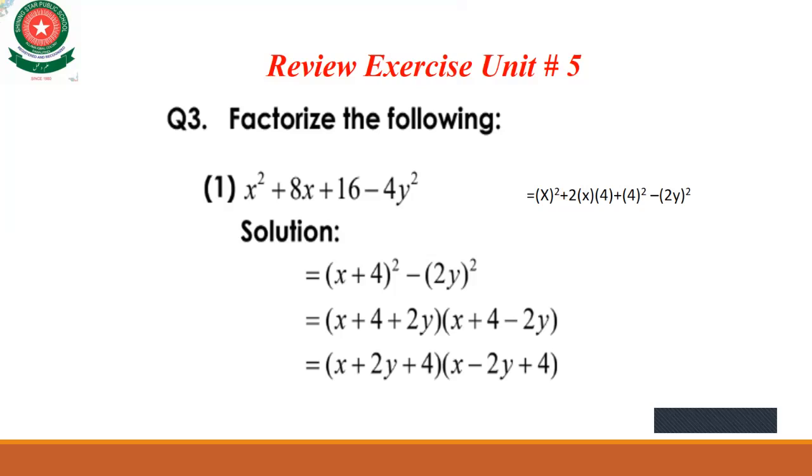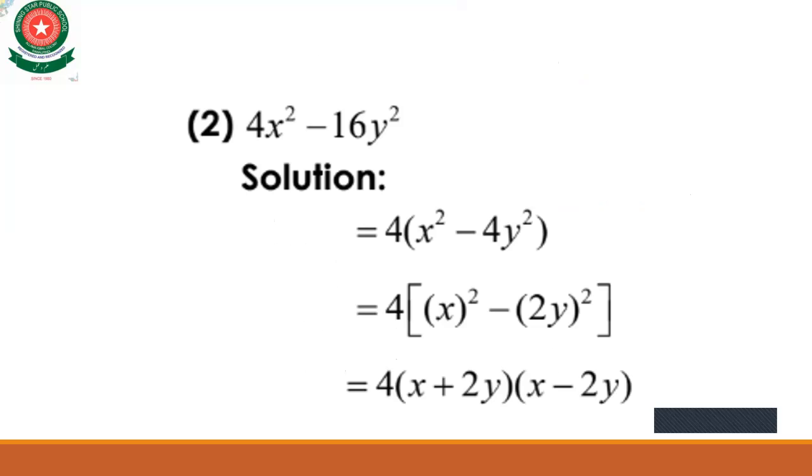Okay, let's move to the next slide. Our next question is question number 2 of the review exercise: 4x square minus 16y square. As you can see, 4 is common in both terms. By taking 4 common, the remaining will be x square minus 4y square.